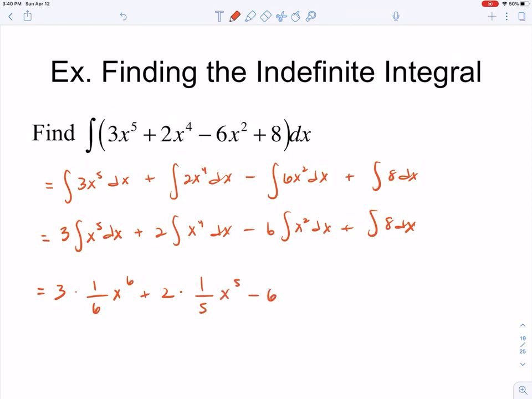And when we integrate x to the fourth, that's 1/5 times x to the fifth power. And when we integrate x squared, that's 1/3 times x cubed. Integrating 8 is 8x. And don't forget your plus c. And then you can just simplify.